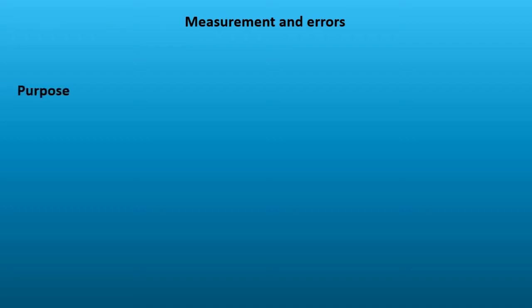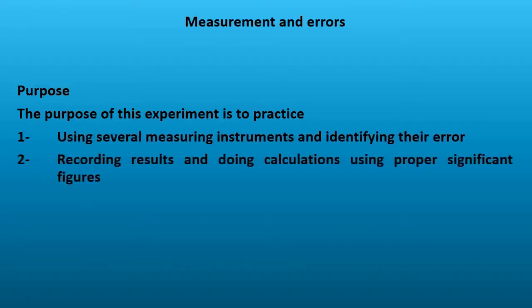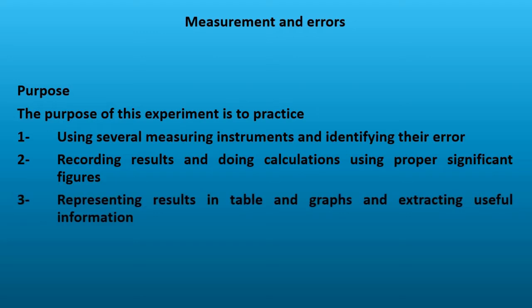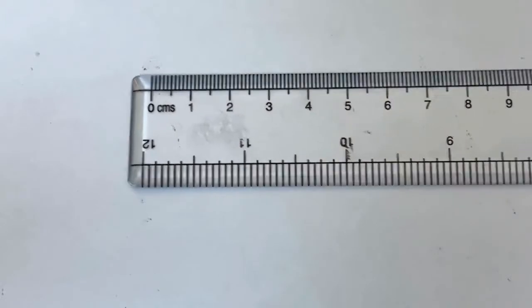Experiments and errors. Purpose. The purpose of this experiment is to practice using several measuring instruments and identifying their error, recording results and doing calculations using proper significant figures, representing results in tables and graphs and extracting useful information, identifying the source of errors and estimating the relative error with the ruler.